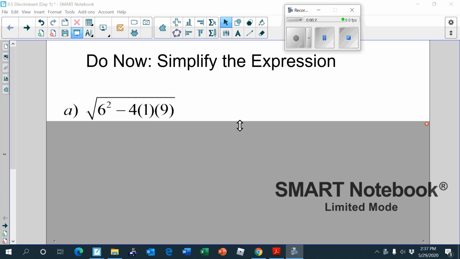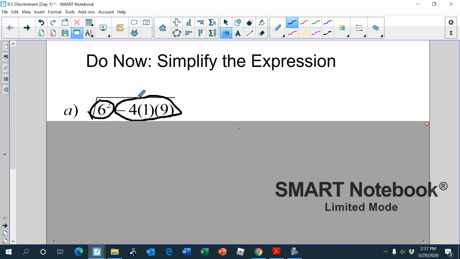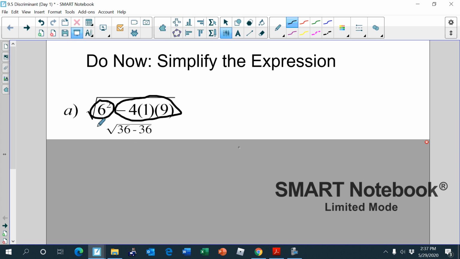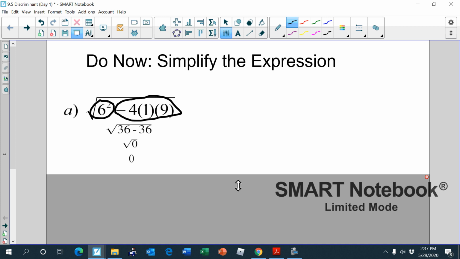Remember our order of operations in the square root. So let's take a look at our first one, letter A, right? We have 6 squared minus 4 times 1 times 9. So what happens is the 6 squared gets done first, and then the negative 4 times 1 times 9 gets applied. So what it looks like is 36 minus 36, okay? And 36 minus 36 we know is 0, and the square root of 0 we know is 0.